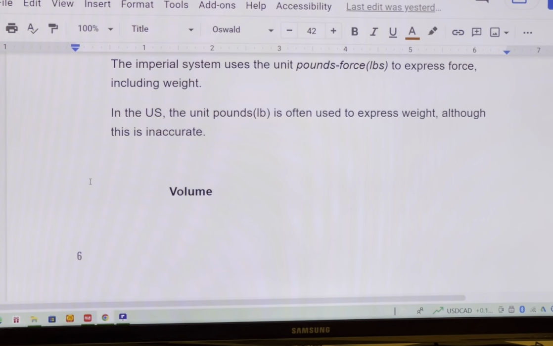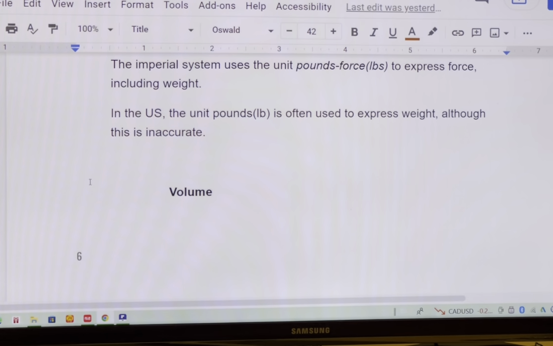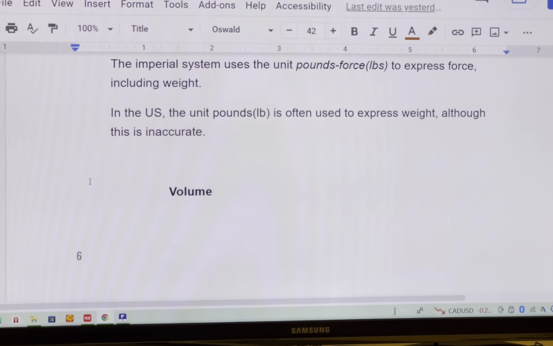Just now I mentioned there are two systems in our industrial engineering. One is the metric system, the other is the imperial system. Because force includes weight, in the US the unit pounds is often used to express weight, although this is inaccurate, in my opinion.